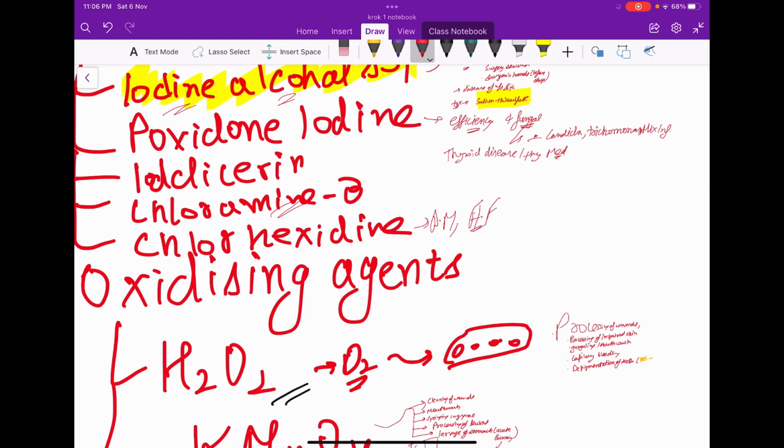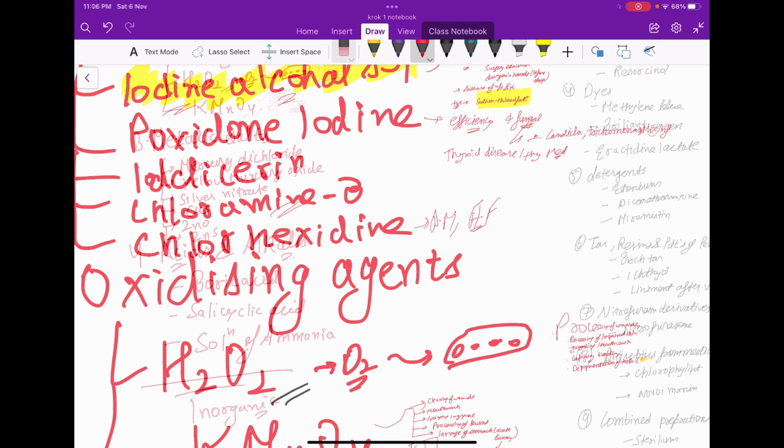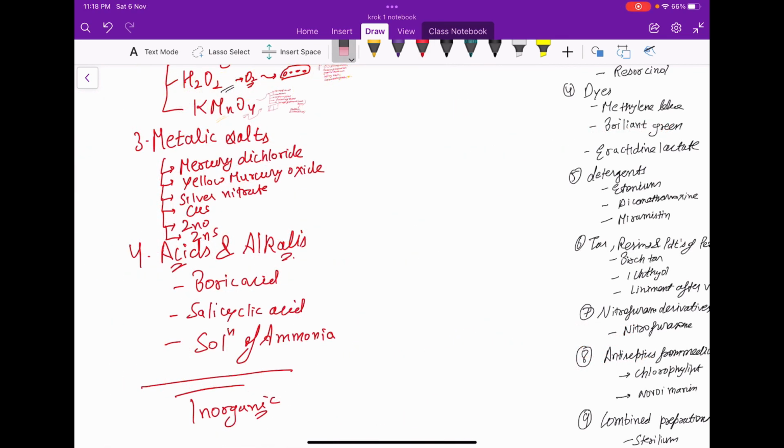Thereafter, guys, what should be the next? The next one is about the acids and the alkalis, right, guys? About the acids and alkalis, we know there are three things here: boric acid, salicylic acid, and the solution of ammonia.